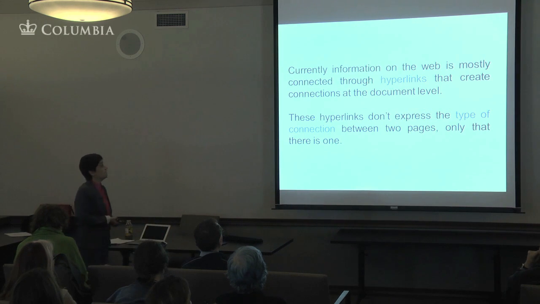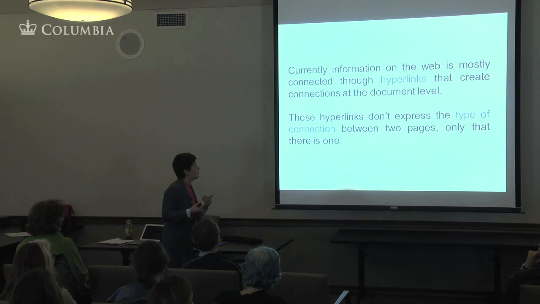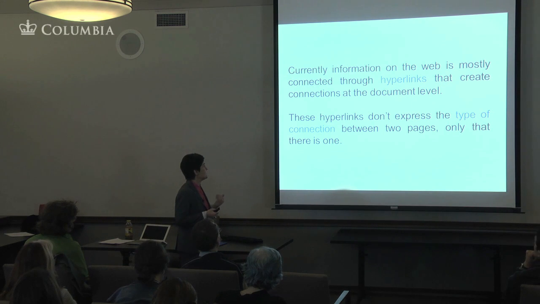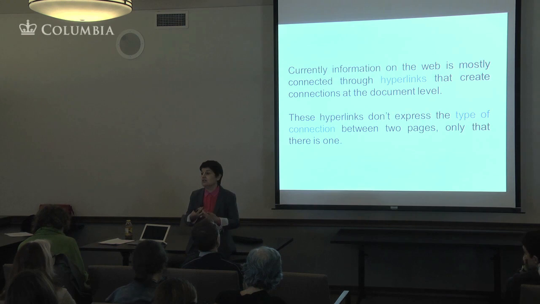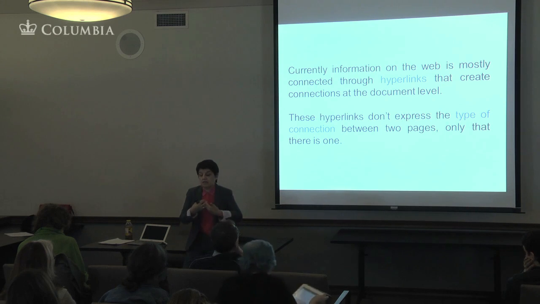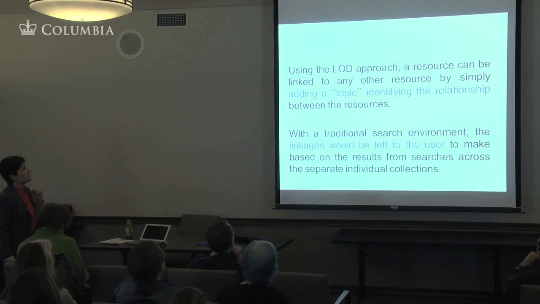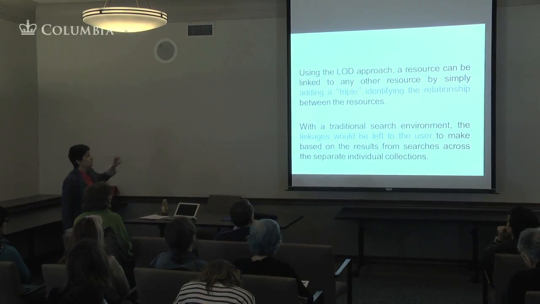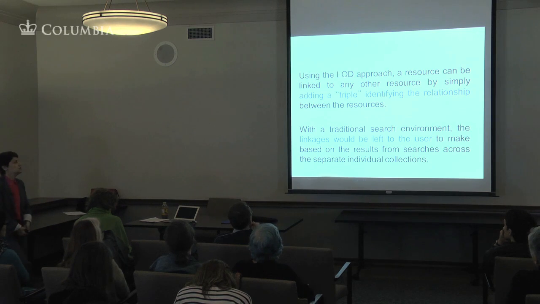And so the information we have now on the web is connected through hyperlinks. But these hyperlinks don't tell us which kind of connection is held between two documents or two pieces of data. They just say there is a connection. What linked data does is telling you what the relationship is, for example, has name, is created by, is a friend of. So using the LOD approach, a resource can be linked to any other resource by simply adding a triple. One of those triples we have seen earlier that just express relationship between the resources.